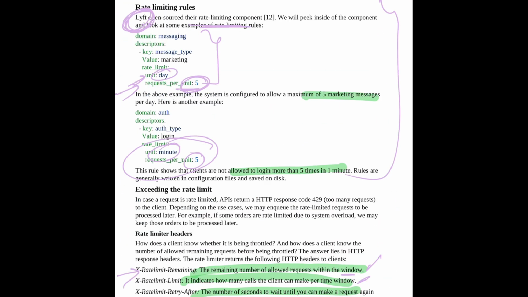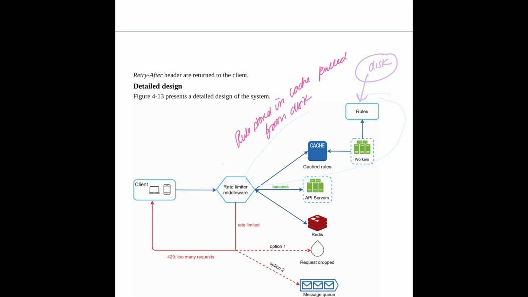This is rules we are talking about. So rules are stored in disk. So workers fetch rules from disk. Since rules are not updated that frequently, like once a service defines a rule, I guess they just remain unless and until there's a design change or something they talk about. So once this is done, you store it in cache. Why? Because disk reads are heavy, as I said.